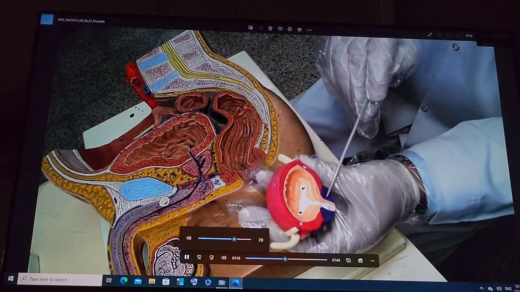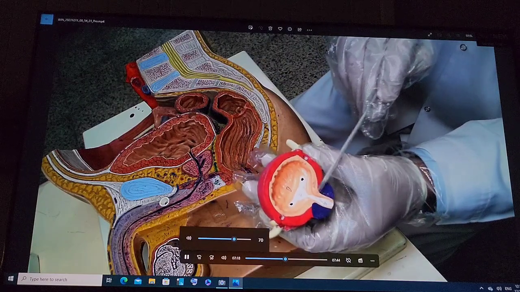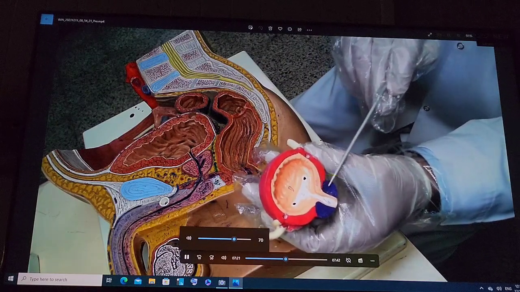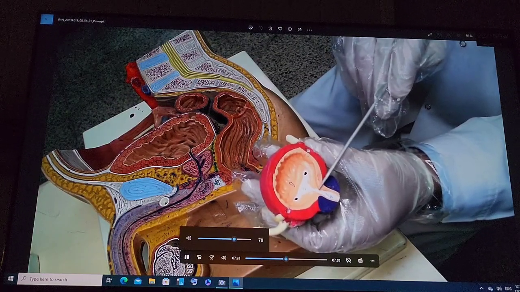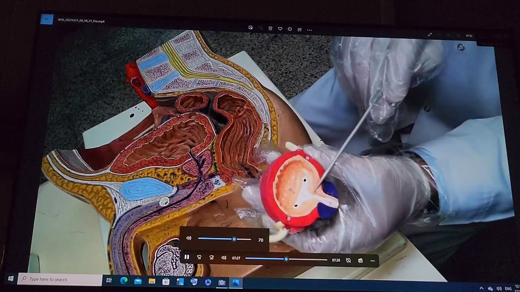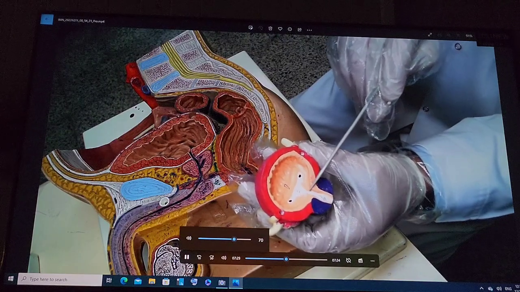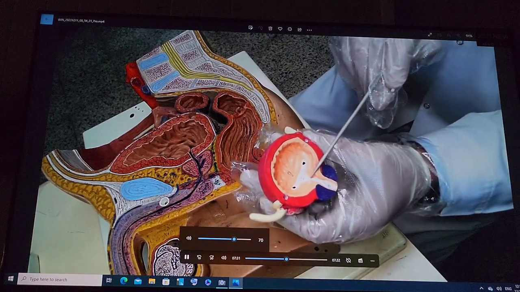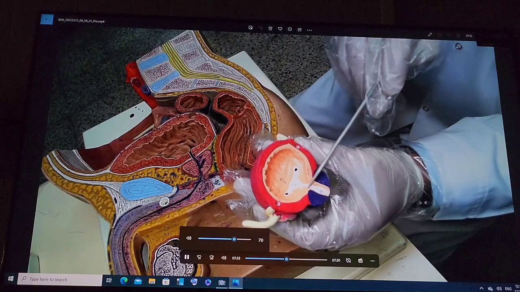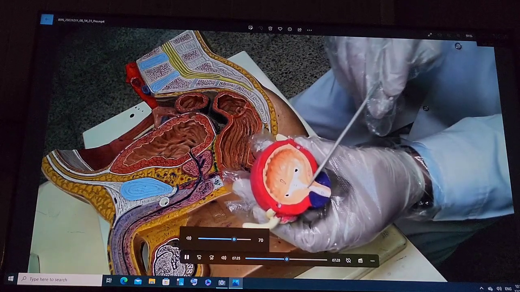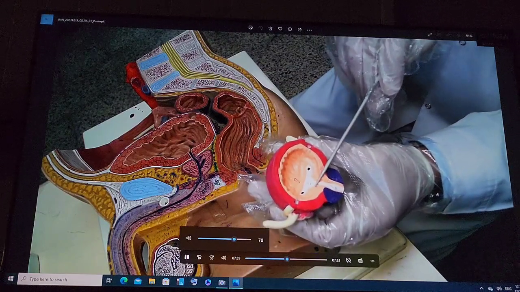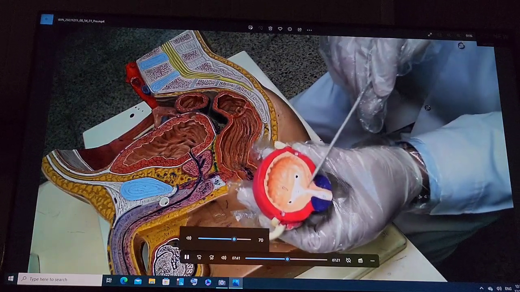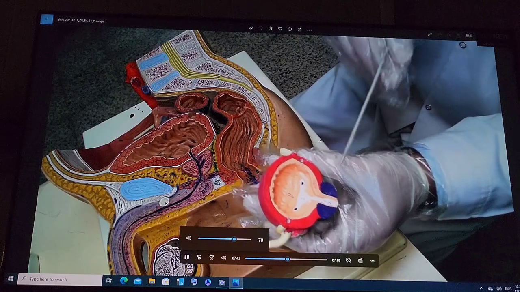Sometimes there is an elevation from the enlarged prostate gland located immediately behind the orifice of the internal urethra, and this is called the uvula vesicae, which is produced by the underlying enlargement of the median lobe of the prostate gland.